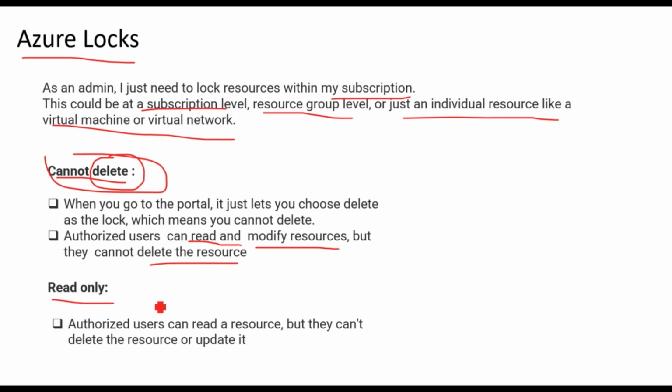So the second lock is read only. Authorized users can read a resource, but they cannot delete or make any modifications. Any update, they cannot do it. They can only read that resource. They can just access that resource, but they cannot make any changes to it. So these are the two types of Azure locks. First one, delete. Second one, read only.